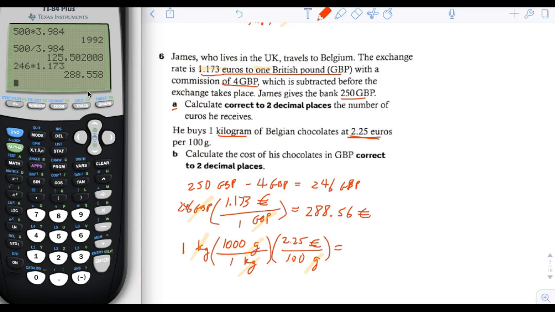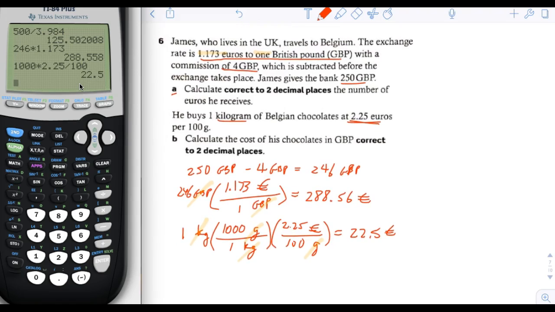And that is going to be equal to 1,000. Do all the multiplications first, then start dividing. So 1,000 times 2.25, it saves you on parentheses, okay? Divided by 100. And you get 22.5 euros. Okay? So 22.5 euros is the cost of the chocolates.